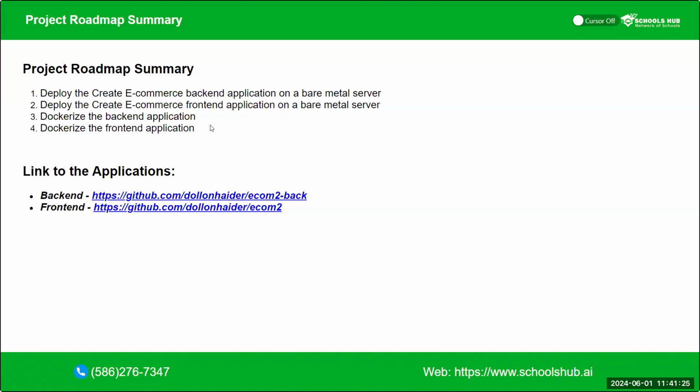Though here it already has a managed database, so we didn't need to do anything with the database. We'll just deploy the backend first and then the front end. And after deploying the backend and front end, we will see how to dockerize the backend one and the front end one. And this is the link of the GitHub where my application is stored. This is for the backend and this is for the front end.